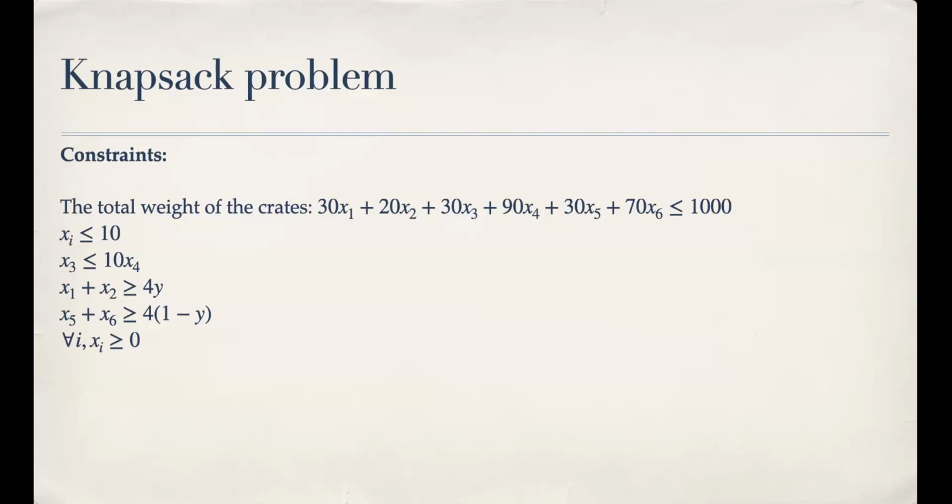Okay. And if y is 1, what does it mean? If y is 1, x1 plus x2 must be greater than or equal to 4. So we have this constraint to force the number of crates of x1 and x2 to be at least 4. And we relax the constraint on x5 and x6.